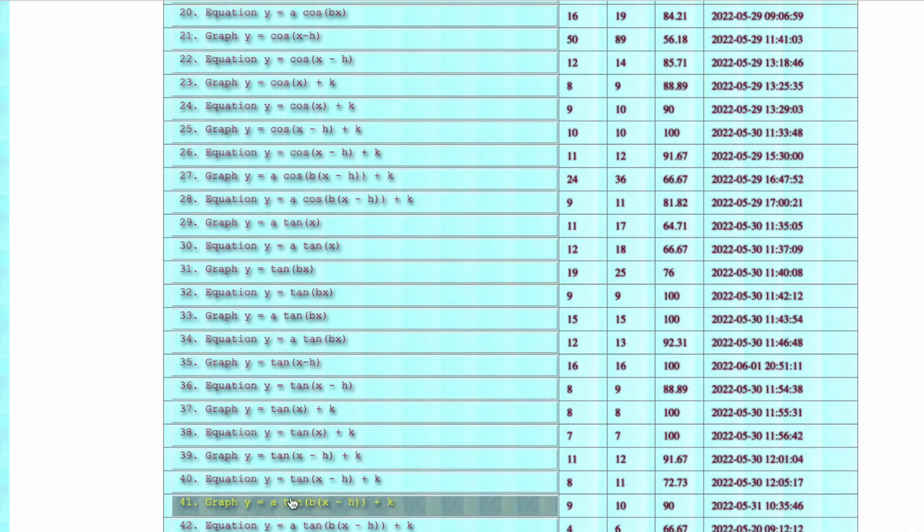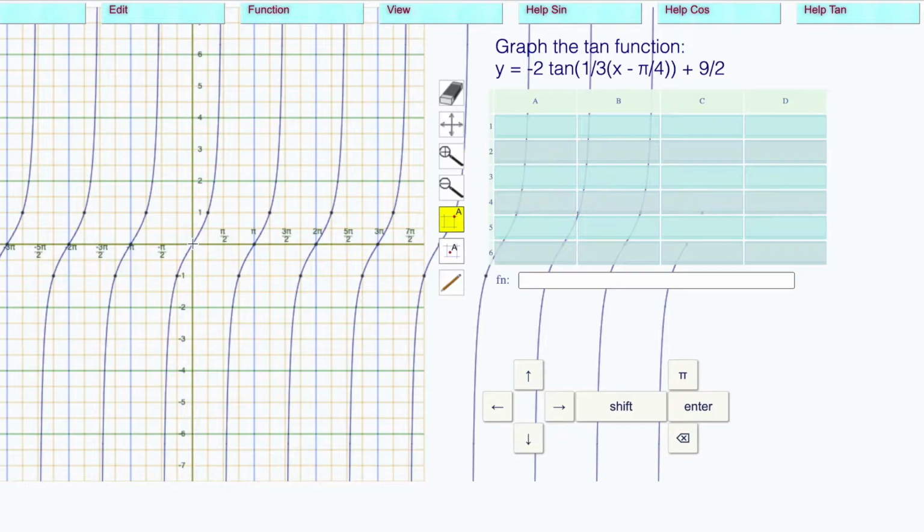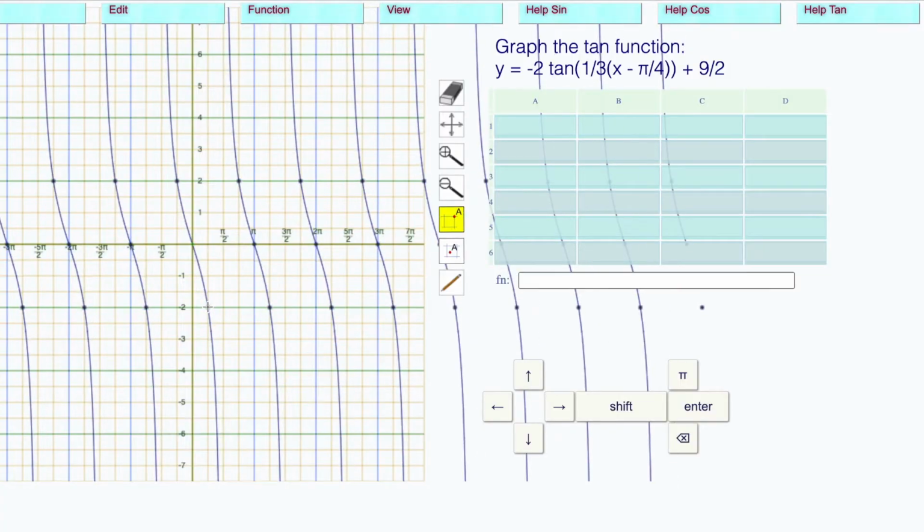This is tangent with all the bells and whistles: amplitude, period, vertical, and horizontal translation. We're given the equation and we need to graph it. Here's our equation. I'm just going to click down here on the origin to start. The amplitude is -2, so I'm going to drag this down to -2 like that.